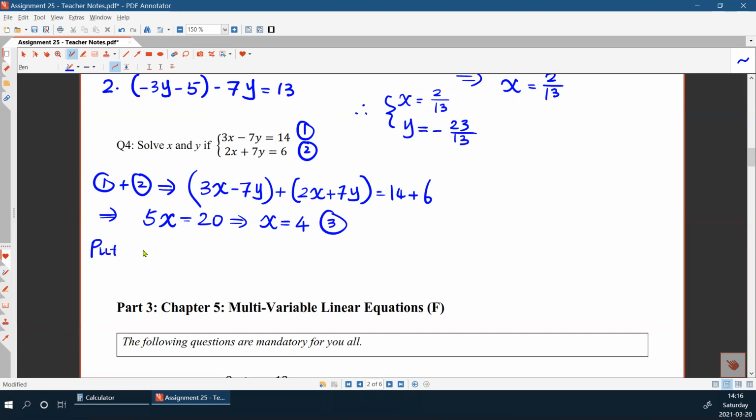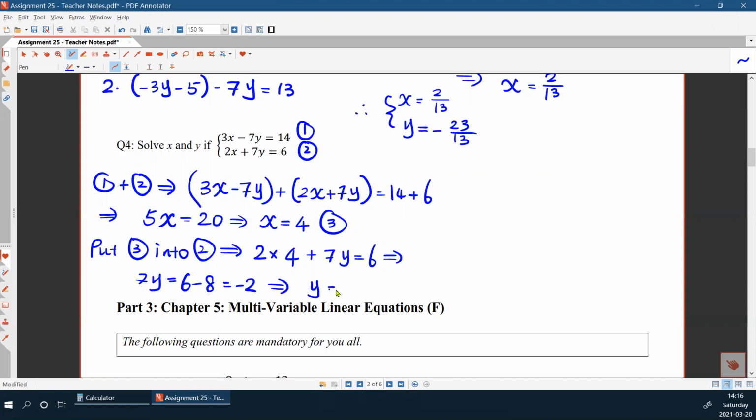Then we can put number 3 into either the first or the second. The second one seems a little easier because the numbers are smaller, right? So let's put equation 3 into equation 2. And this will give you 2 times 4 plus 7y equals 6. Then we can solve 7y equals 6 minus 8, which is minus 2, right? So that means y is minus 2 over 7.